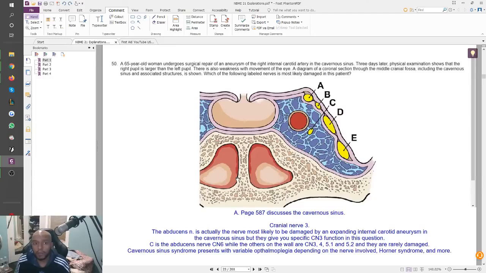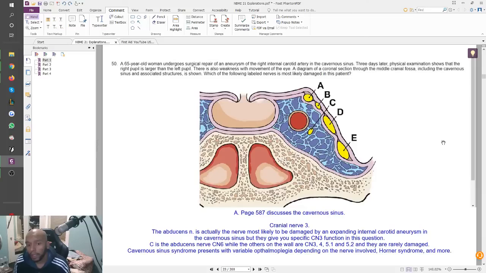So they tell you a 65-year-old woman undergoes surgical repair of an aneurysm of the right internal carotid artery in the cavernous sinus, which is this one right here. 3 days later, physical exam shows that the right pupil is larger than the left pupil. So the right pupil is dilated. There is also weakness with movement of the eye. A diagram of the coronal section through the middle cranial fossa of the cavernous sinus and associated structures is shown. Which of the labeled nerves is most likely damaged in this patient?